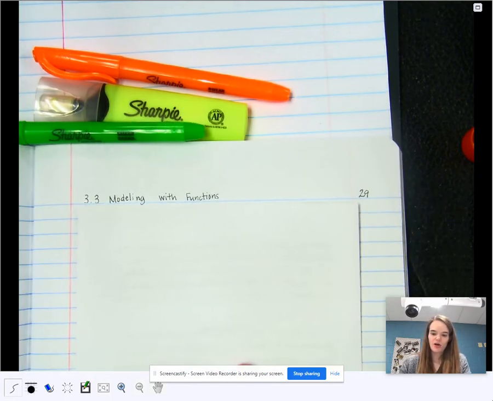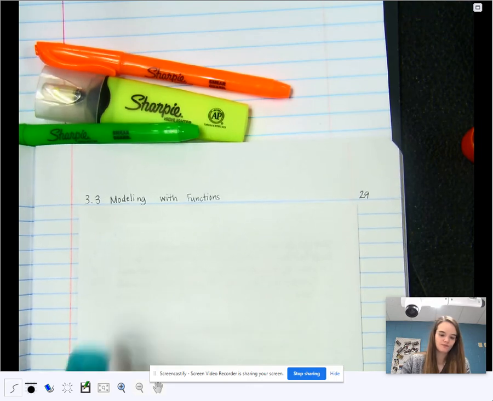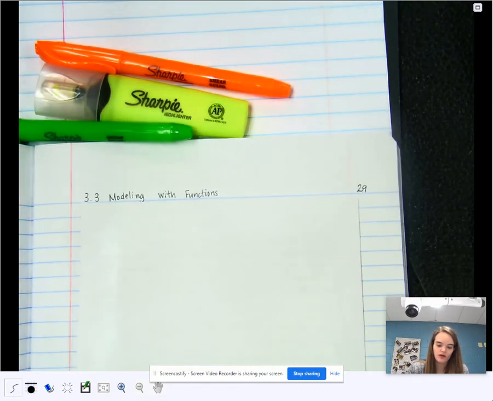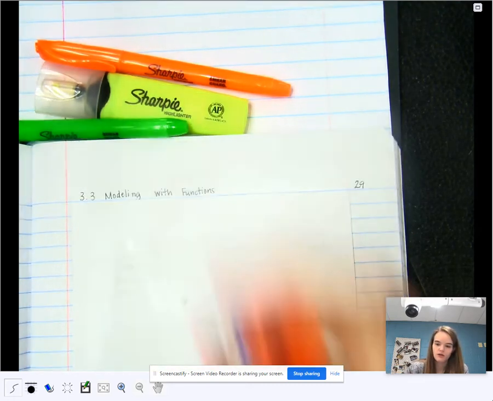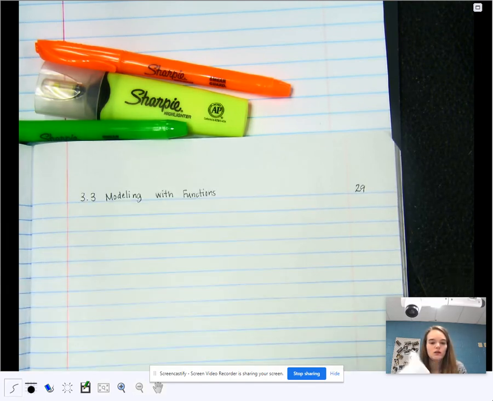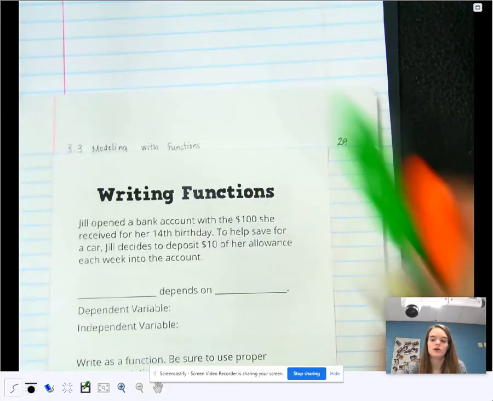Alright, so we already had modeling expressions where we wrote the word problems. That's what we're going to do today. We are going to still identify dependent and independent variables. So we still need some practice on that, I know. So we're focusing on writing functions.